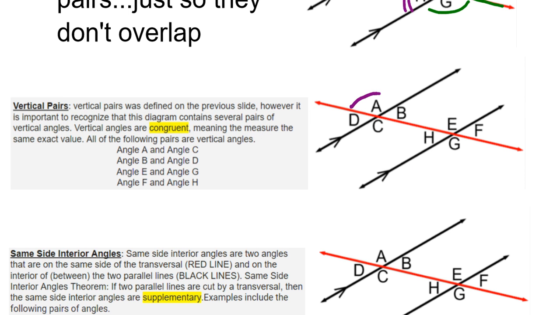Remember this trick: A, skip one, C are an example of linear pairs. B, skip one, D is a linear pair with B. If we go to the other one, we still have linear pairs over here as well. E, skip one, G are linear pairs. And finally, in this diagram, there's only one more linear pair that we haven't marked: F and H. F, skip one, H. It doesn't matter which direction you go; F, skip one, H is its linear pair. Vertical angle, not linear pair.